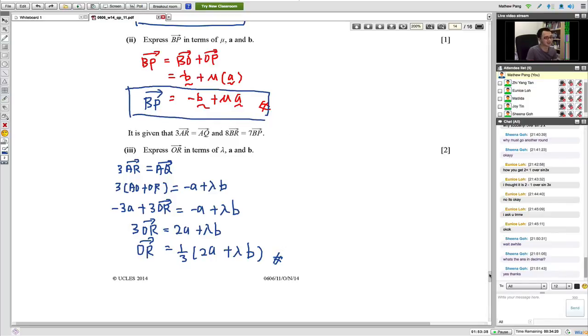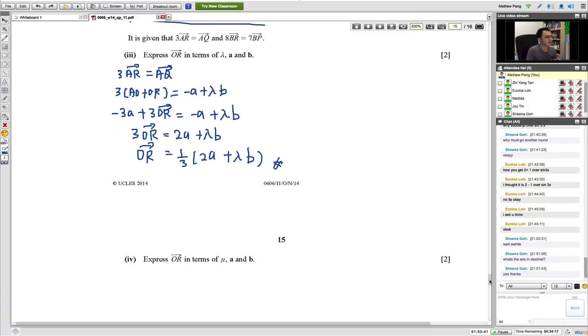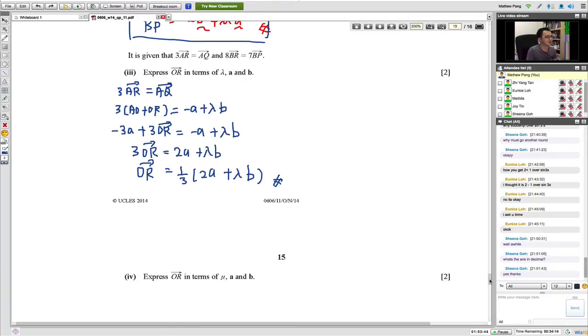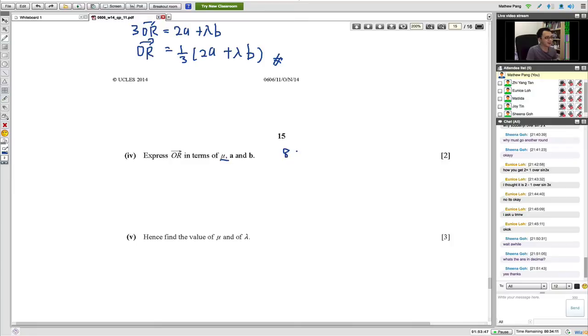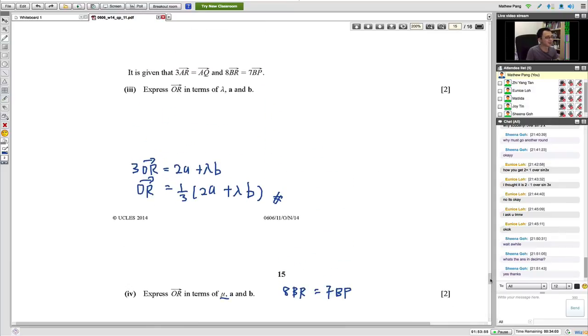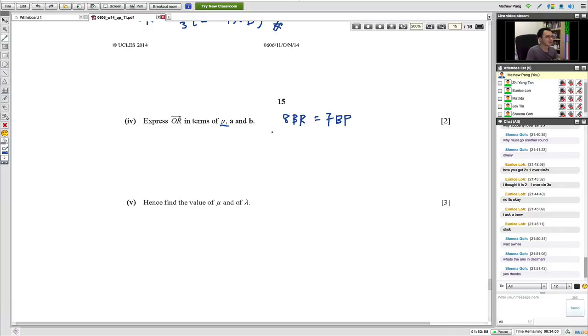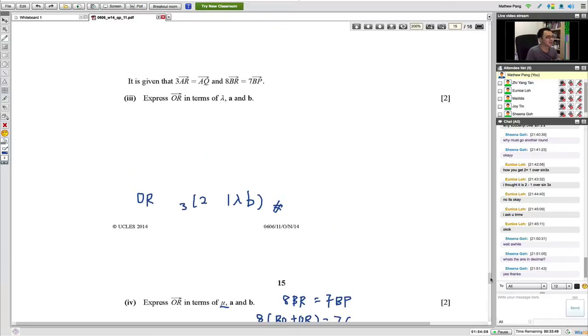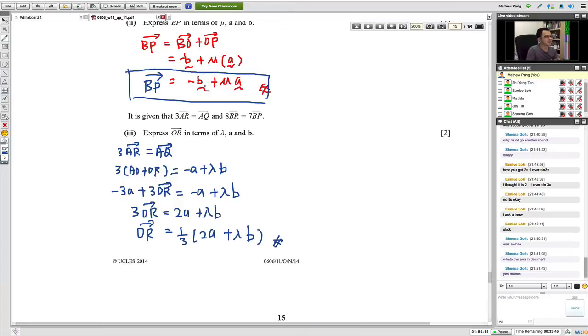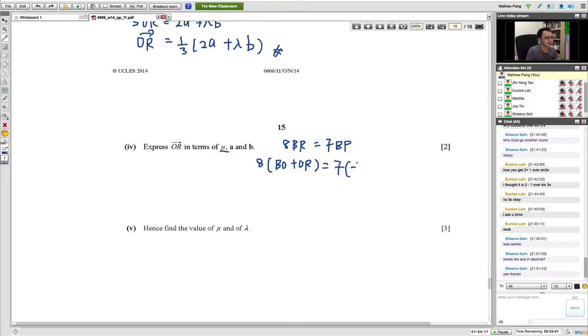Okay, let me just copy down this one. 8BR equals 7BP. I hope I copied it correctly. Yeah, BR. Okay, correct. So same thing. This is 8, this is BO plus OR. 7BP we have already, which is negative B plus mu A. Negative B plus mu A.